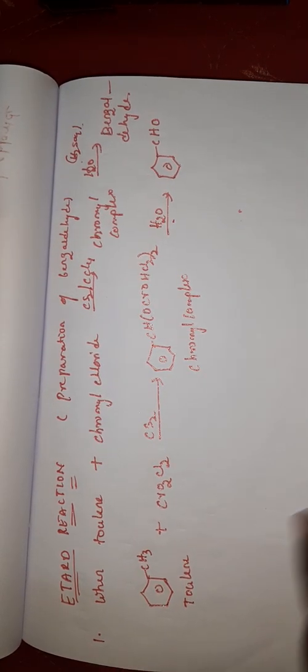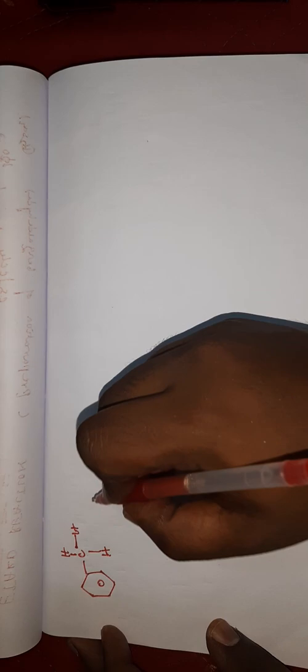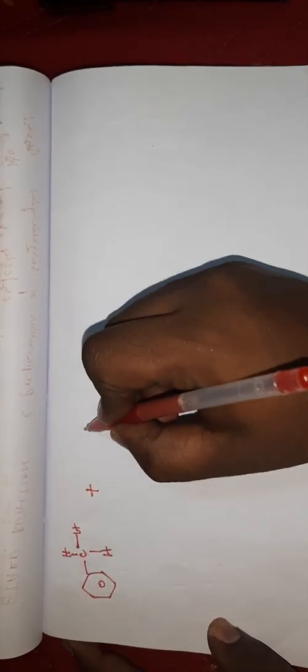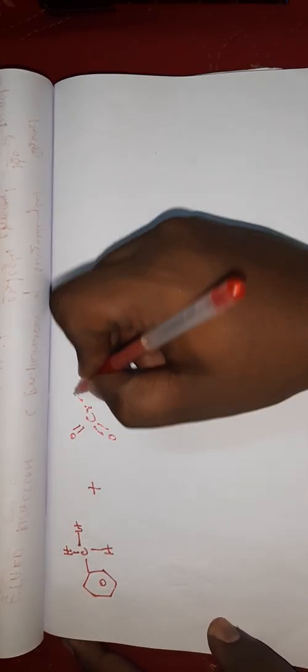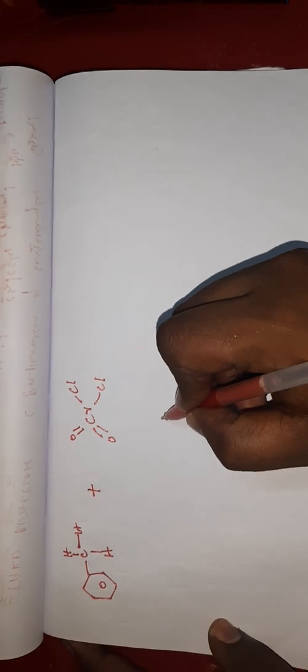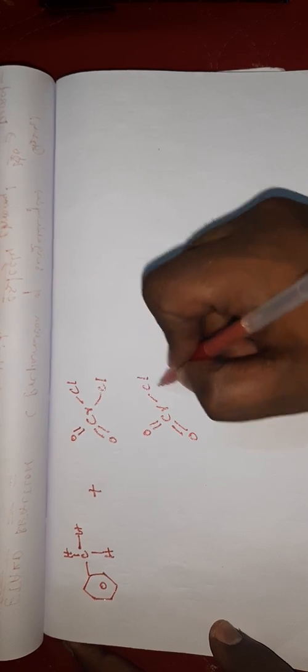Look at the mechanism between toluene and chromyl chloride. This is toluene, C, hydrogen, hydrogen, hydrogen. This toluene reacted with chromyl chloride, that means Cr, double bond O, Cl, Cl. One more complex, Cr, double bond O, Cl, Cl.